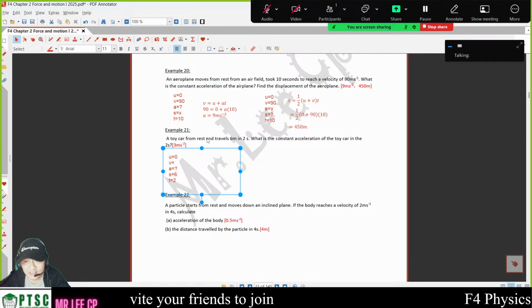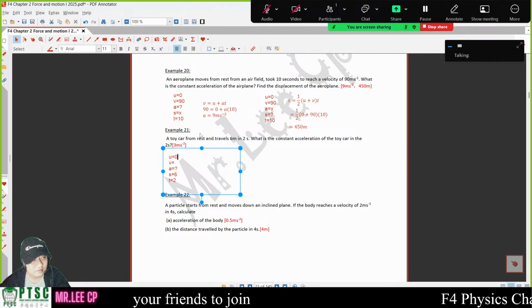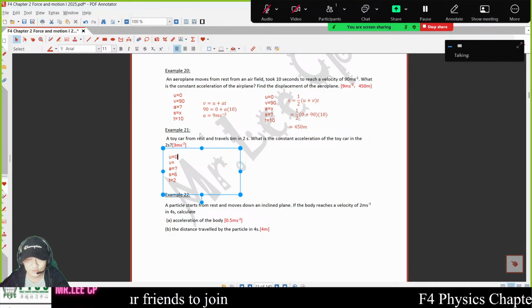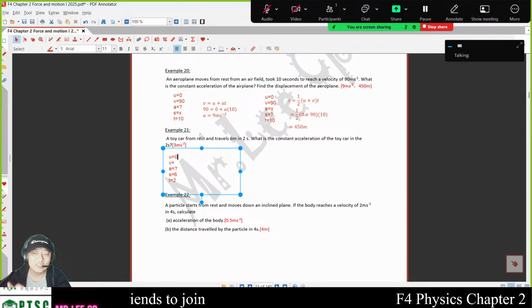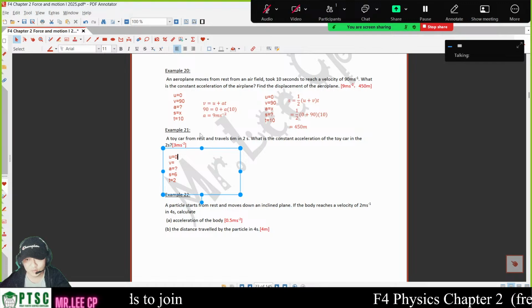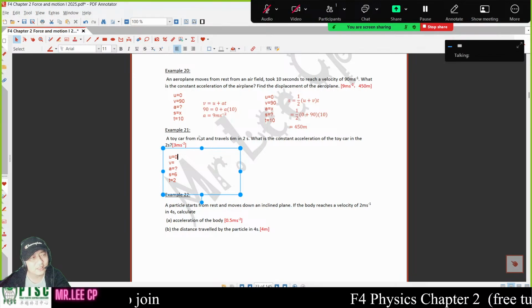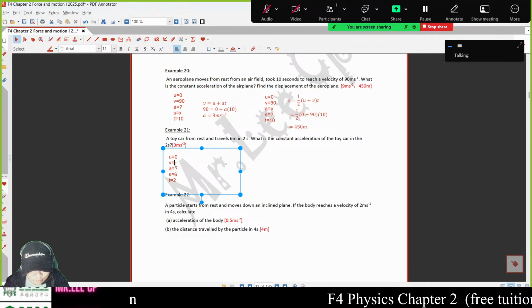Alright, so it is here, rest. Right, the word of rest. Sometimes you didn't notice it. Right, if you cannot find it, you put 0. If they didn't give it and you cannot find it, you put 0. Sometimes you didn't notice it.